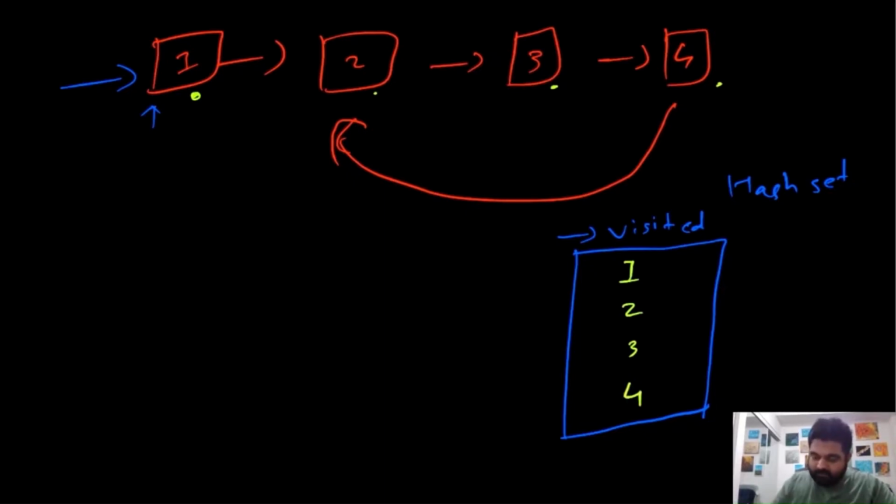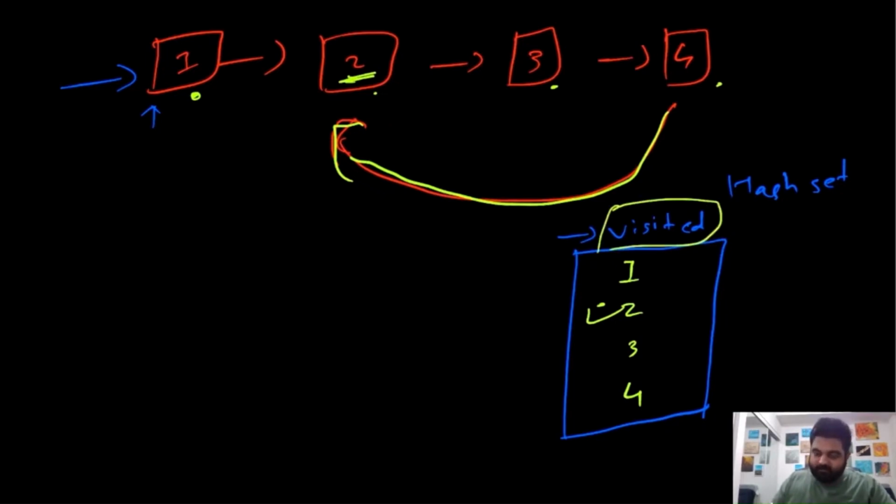Now from this 4, the next value it points to is actually this value number 2. And when we check whether this 2 exists or not, we can clearly see that 2 exists over here. We can immediately say that because we came back to a node that we have already visited before inside the hash set, there exists a cycle. In this case we will return true, that yes, there exists a cycle over here, and that would be our solution. Now this solution is perfectly fine, it works okay.